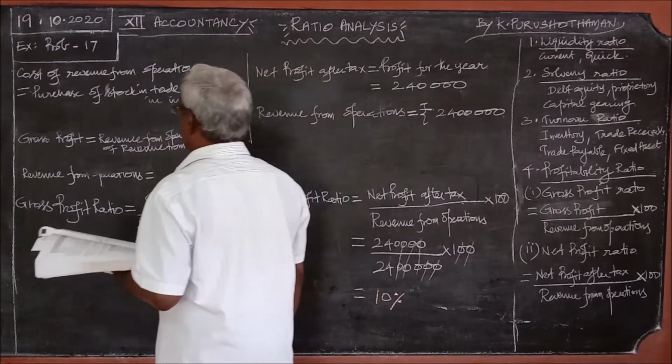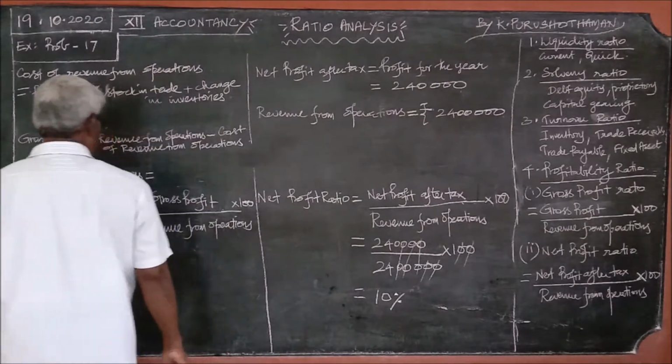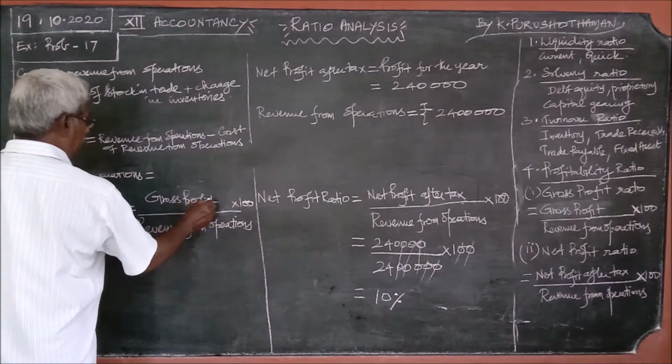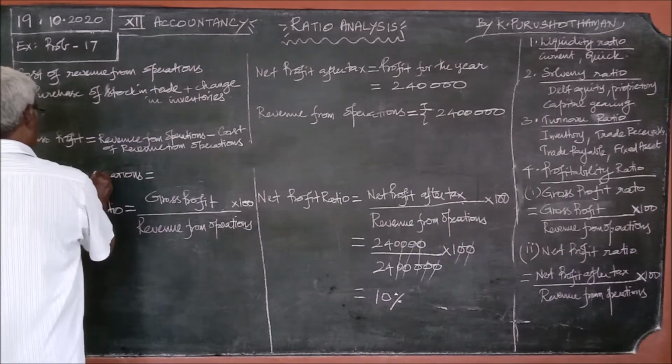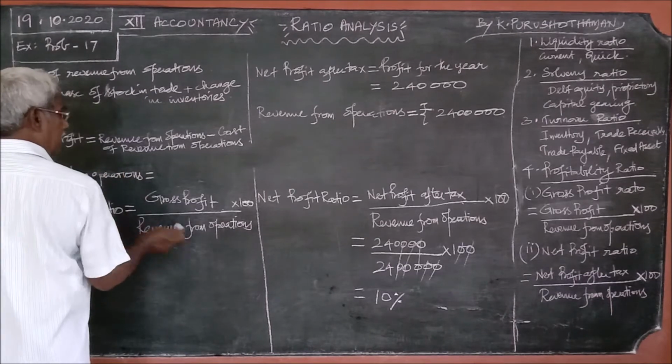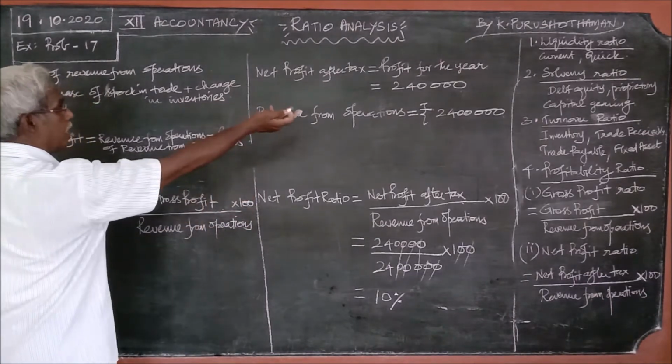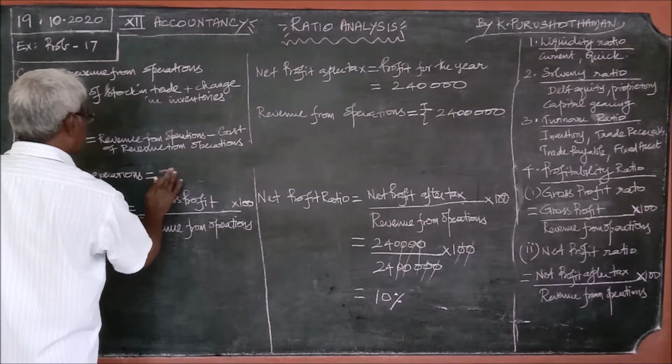But regarding this gross profit ratio, we have seen already, gross profit by revenue from operations. Revenue from operations is given straight away, we have written already 24 lakhs.